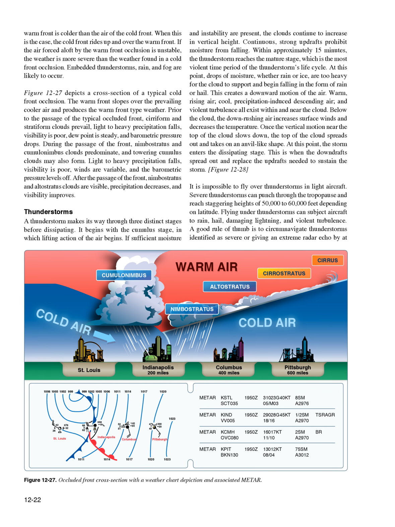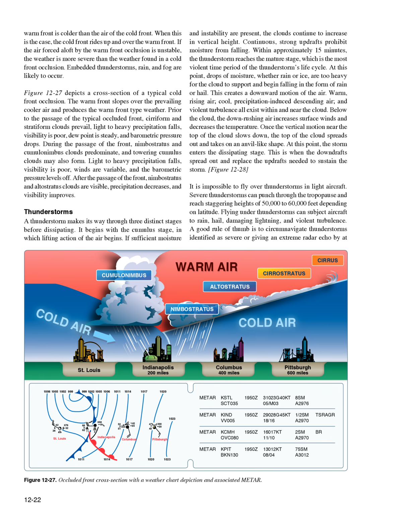Thunderstorms. A thunderstorm makes its way through three distinct stages before dissipating. It begins with the cumulus stage, in which lifting action of the air begins. If sufficient moisture and instability are present, the clouds continue to increase in vertical height.